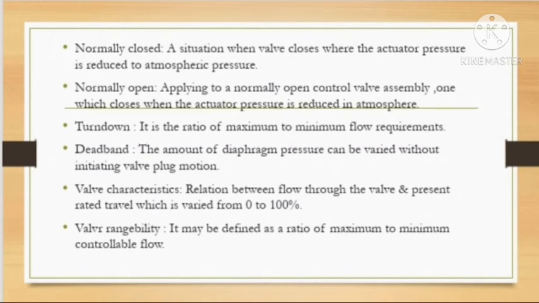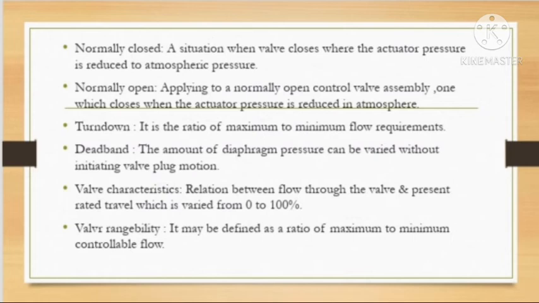A situation when valve closes where the actuator pressure is reduced to atmospheric pressure is known as normally closed valve. Fifth one, normally open valve. Applying to a normally open control valve assembly, one which opens when the actuator pressure is reduced in an atmosphere. This is known as normally open control valve. Sixth one, turn down. It is the ratio of maximum to minimum flow requirement is known as a turn down.